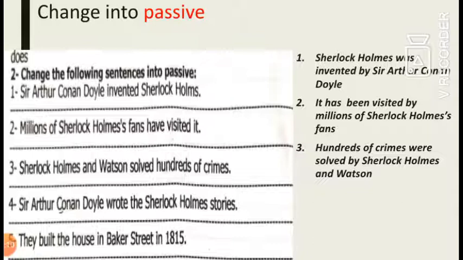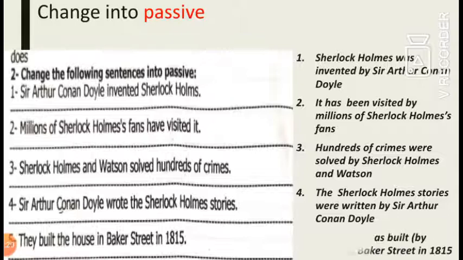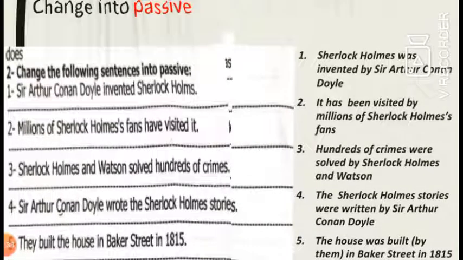Number 4, Sir Arthur Conan Doyle wrote the Sherlock Holmes stories. The Sherlock Holmes stories were written by Sir Arthur Conan Doyle. Number 5, they built the house in Baker Street in 1815. The house was built by them. You can write it or omit it, both are right, in Baker Street in 1815.